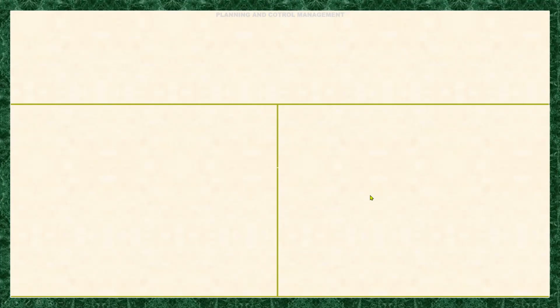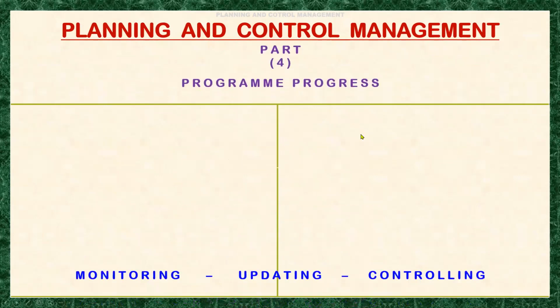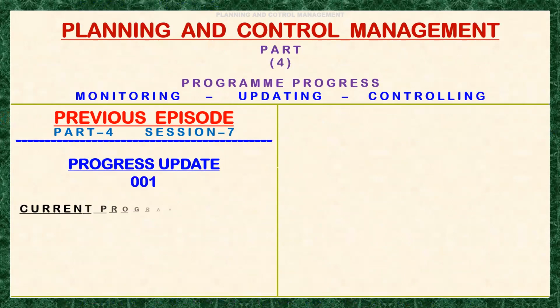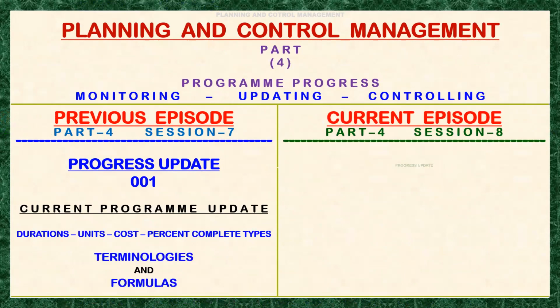Okay, let's proceed to our topics for today. Planning and Control Management Part 4, Program Progress Monitoring, Updating, and Controlling. Our previous episode was Part 4, Session 7, still about Progress Update 01. That was about the current program updates, durations, units, cost, percent complete types, the terminologies and formulas. So we have completed this one already. Let's proceed to our current episode, which is Part 4, Session 8.